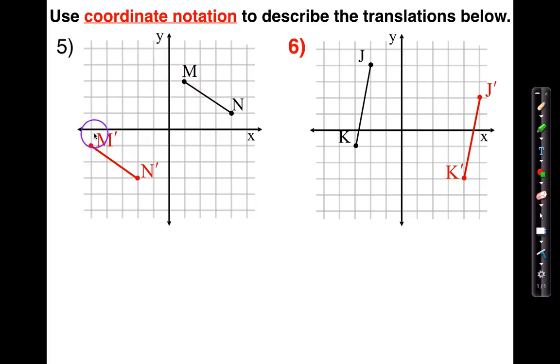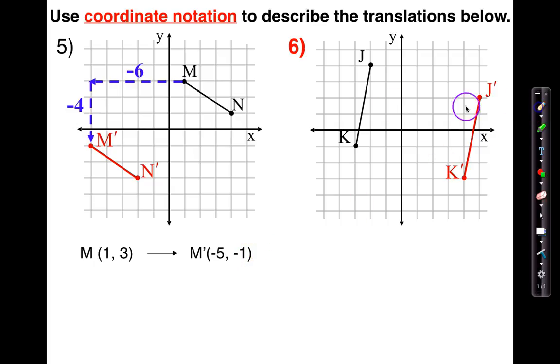Well, from M to M prime, I would have to go over 1, 2, 3, 4, 5, 6 to the left, so it's -6. And it would have to go down 1, 2, 3, 4. Since it went down, it's also a -4. So just to give you a quick idea of what the ordered pairs would look like, I went ahead and wrote them down. M is (1, 3), M prime is (-5, -1).